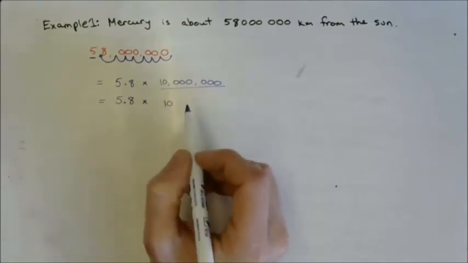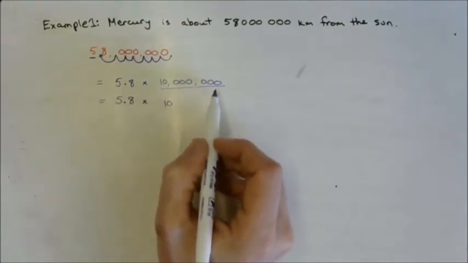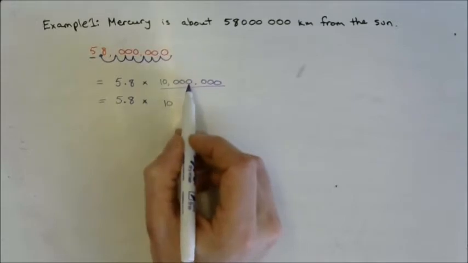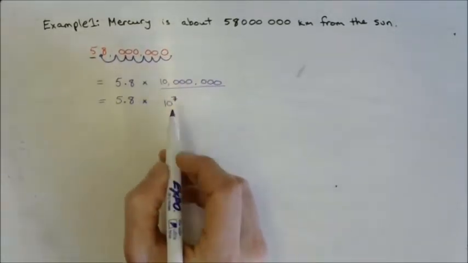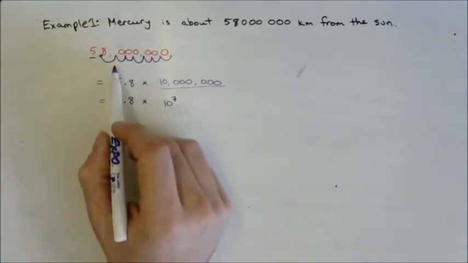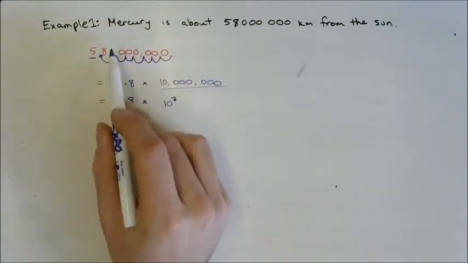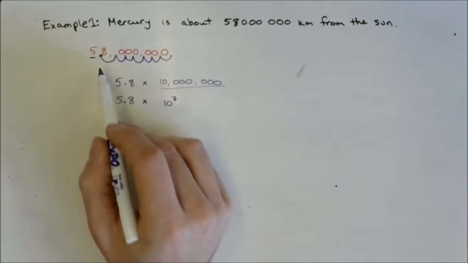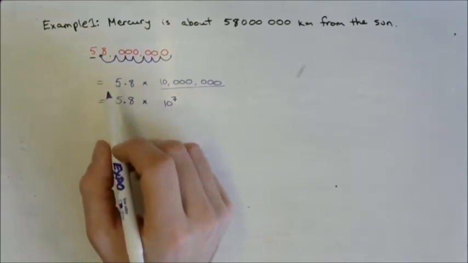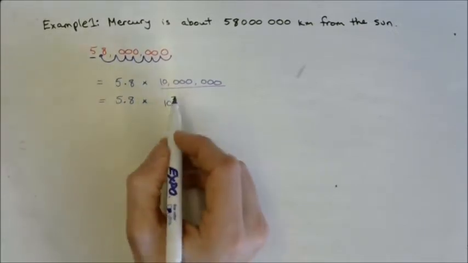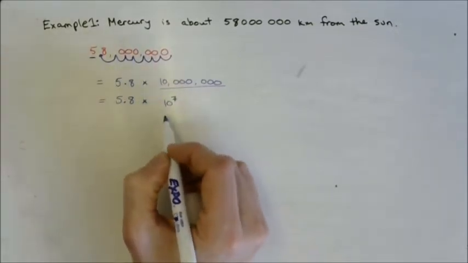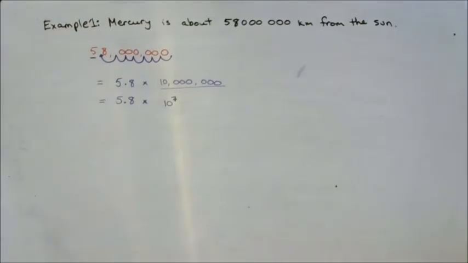And that is 10 to the power of, and you just really need to count the zeros, 7 zeros, which is the same number of times that we bumped the decimal place to get to 5.8. Okay? So the number of places that you move the decimal point to the left is the exponent that you put to the power of 10. And that's the distance of Mercury from the Sun in scientific notation.